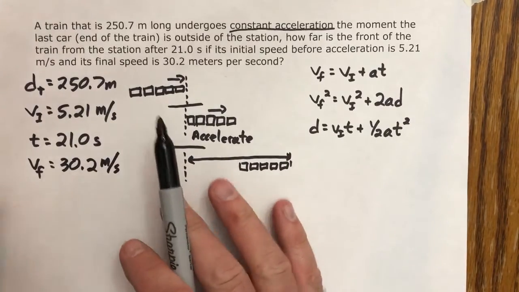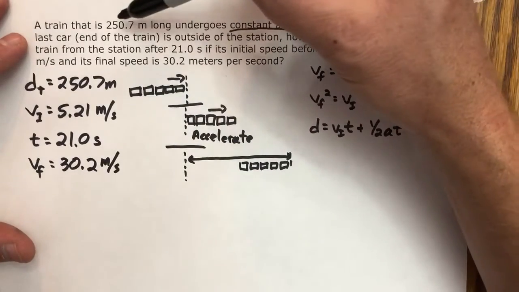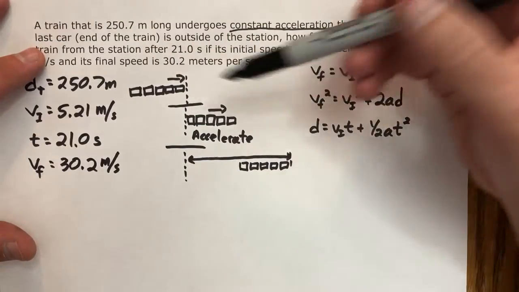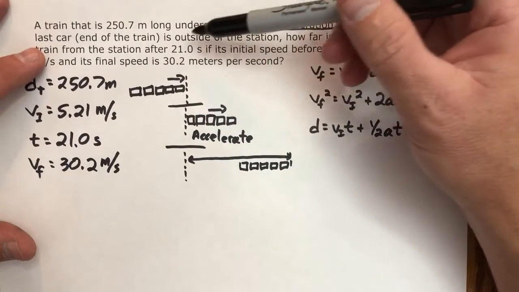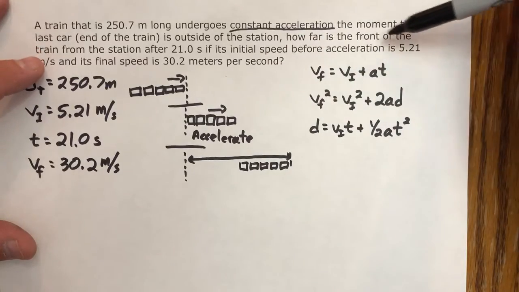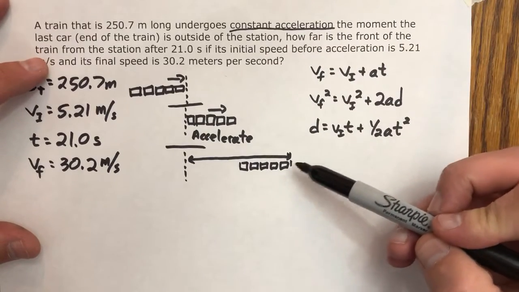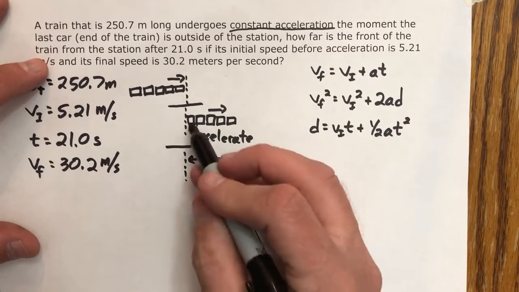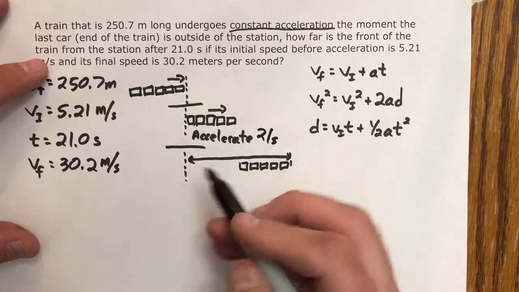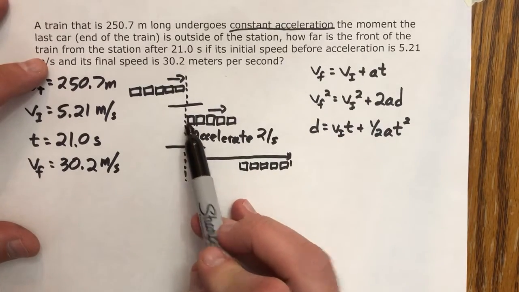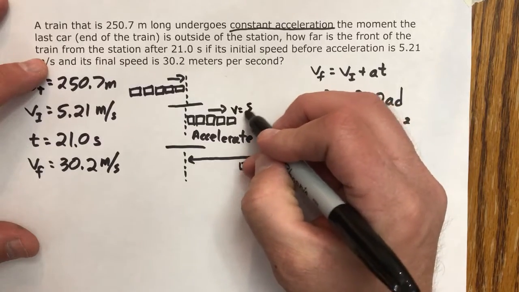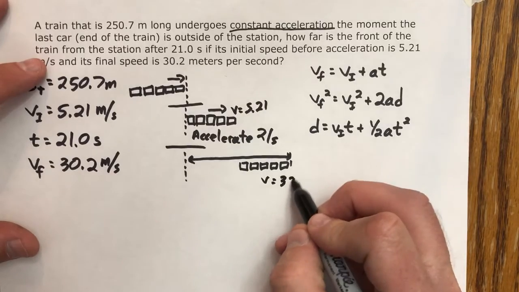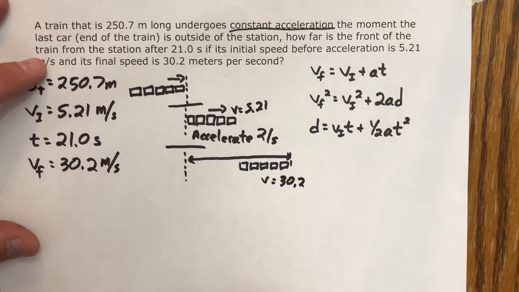All right, so let's read the question again, make sure we understand. A train that is 250.7 meters long undergoes constant acceleration the moment the last car at the end of the train, so this is where it starts accelerating, is outside of the station. How far is the front of the train from the station, so from here, after 21 seconds? So the time lapse between here and here is 21 seconds. If its initial speed, right here, the initial velocity, was 5.21, and the final speed here is 30.2.